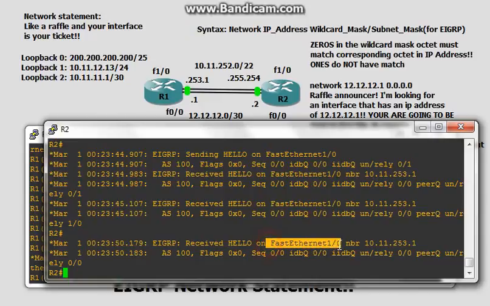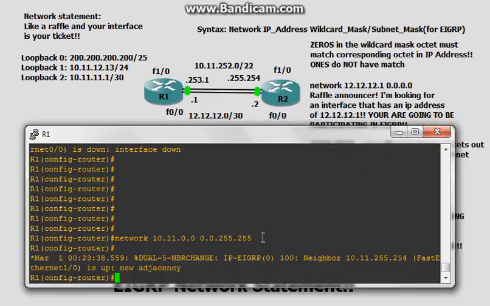received on F1/0, so that's cool. Now we're sending out hello packets. We're also going to be advertising the network that we are in. So these loopbacks, they are in this /30 and this /24.